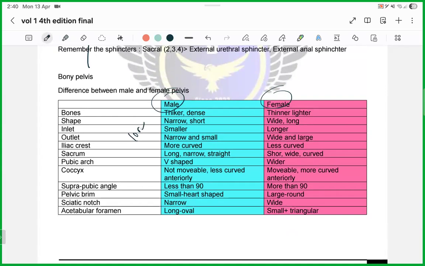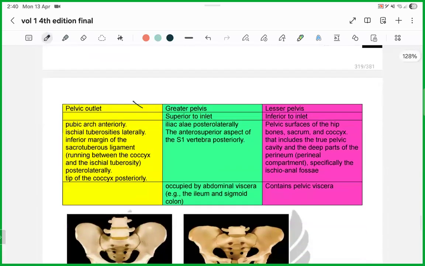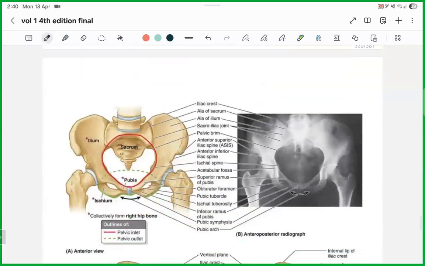Okay, this is 100% important. They don't ask much, but these things: thicker, dense, narrow, short, wide, long, nothing to explain. Remember it as if it's the first time you are studying. Remember all of it. Short. Then they don't ask anything from this. You can give it a reading if you want, otherwise not needed at all.